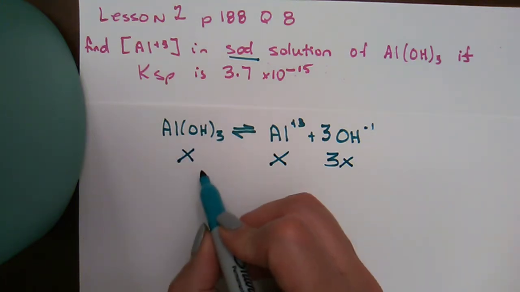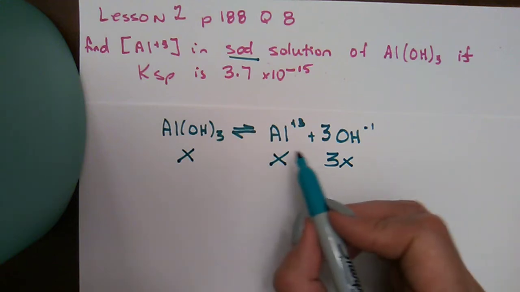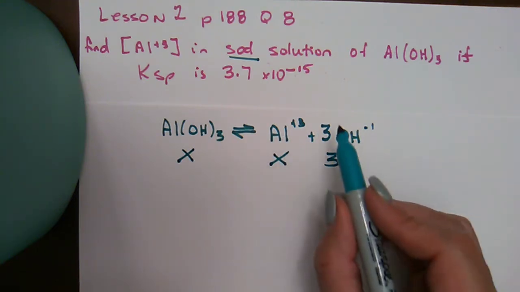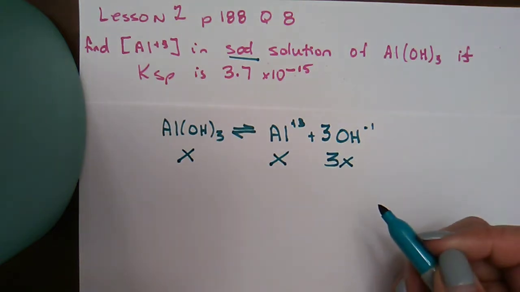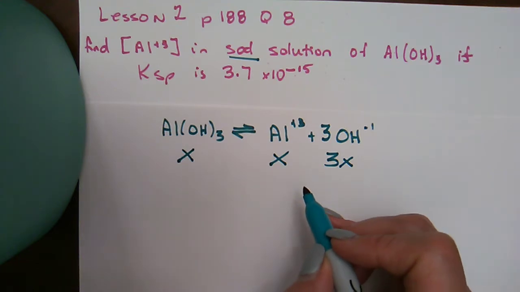X on the reactant side of the arrows, on the left-hand side, talks about the molar solubility, the moles per liter that dissolves. X's on the product side of the arrow refer to the concentration of each ion when the solution's at equilibrium. We don't know their values yet, so we have to put variables in their place.